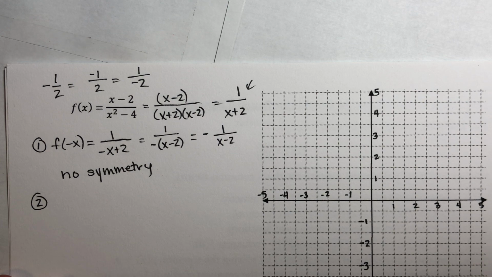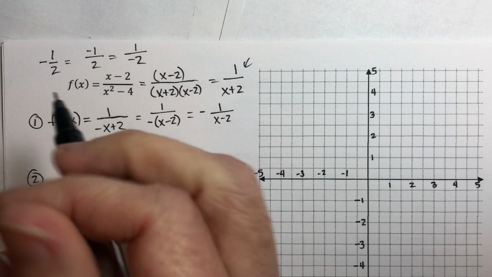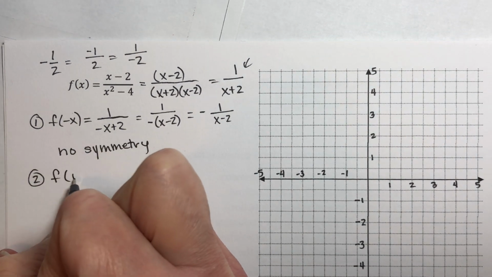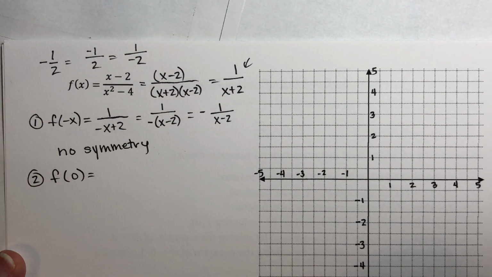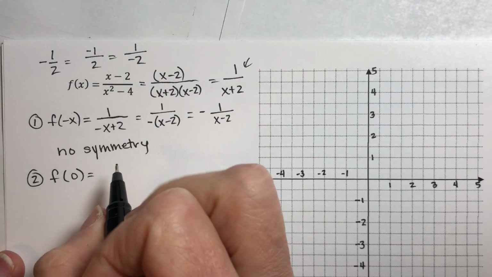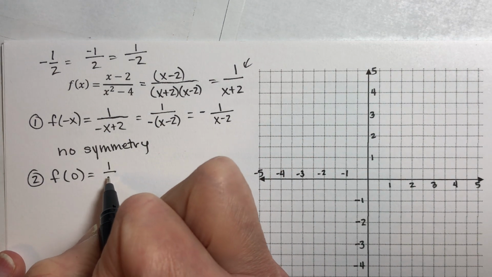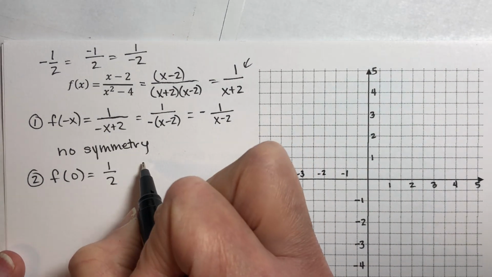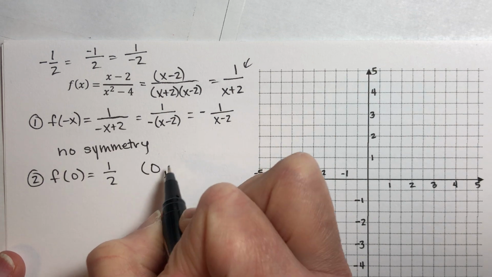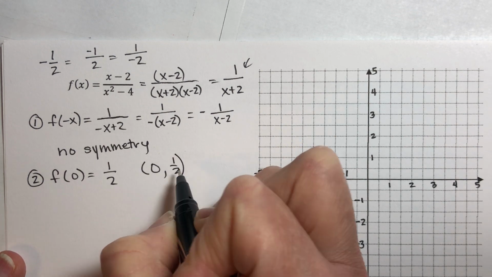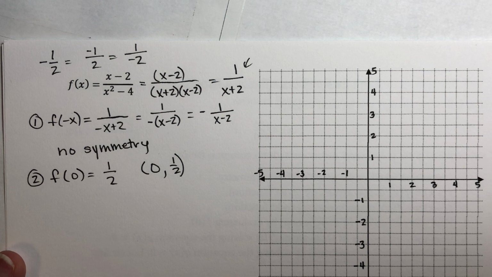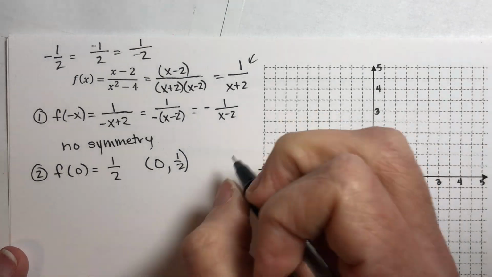So our next step is to find a y-intercept if we have one, which means finding f of 0. We can use our reduced version here, and that simply gives me 1/2. So I will have the point 0, 1/2. Okay, that's my y-intercept.